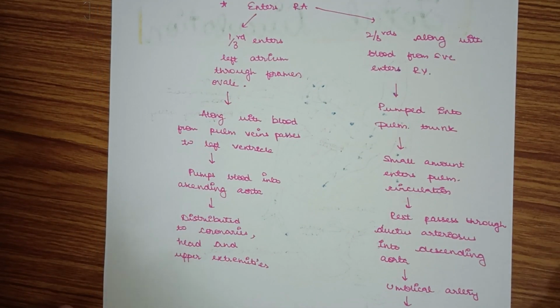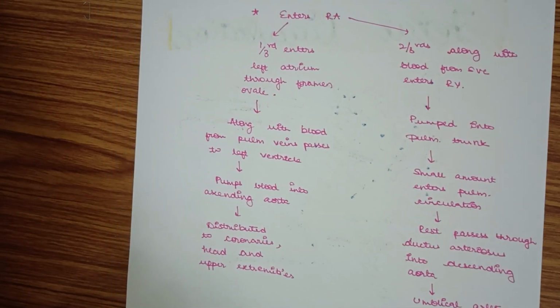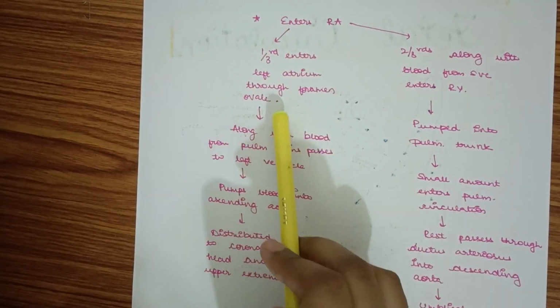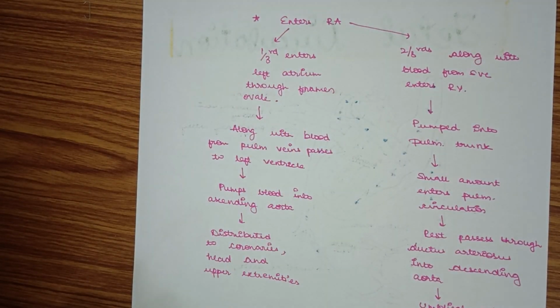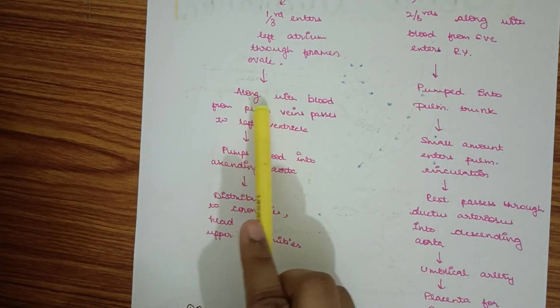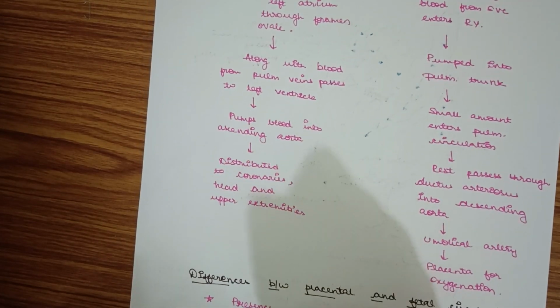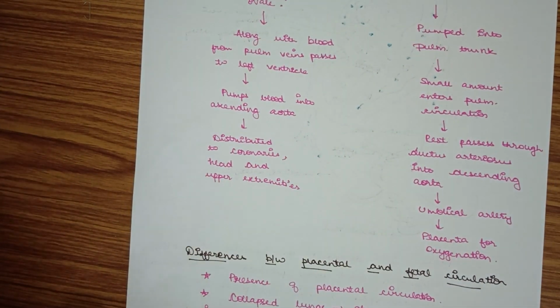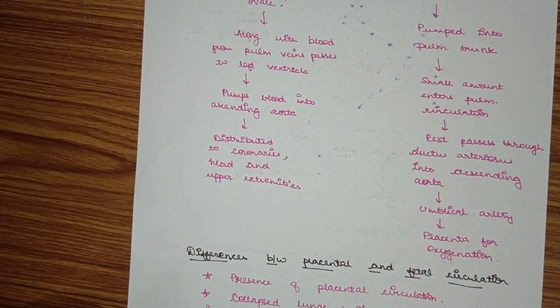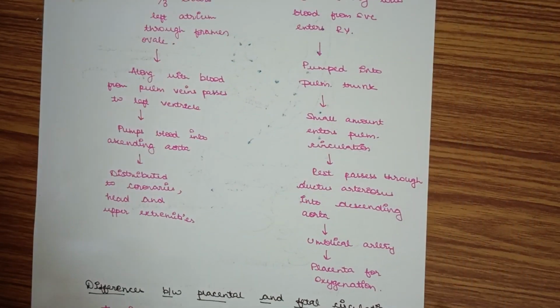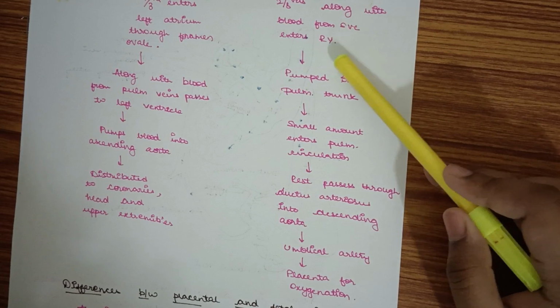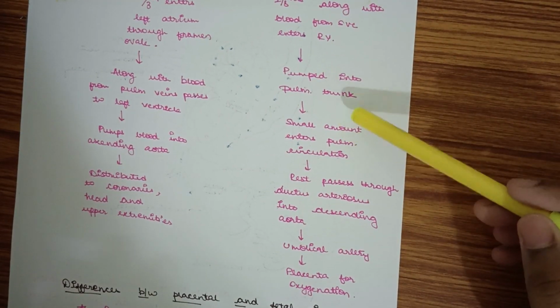So now we'll discuss what happens with the oxygenated blood. From the left atrium, it will pass into the left ventricle, and from the left ventricle it will go into the ascending aorta, and from the ascending aorta it will be distributed to the coronaries, head and upper extremities. The deoxygenated blood from the right ventricle will be pumped into the pulmonary trunk.